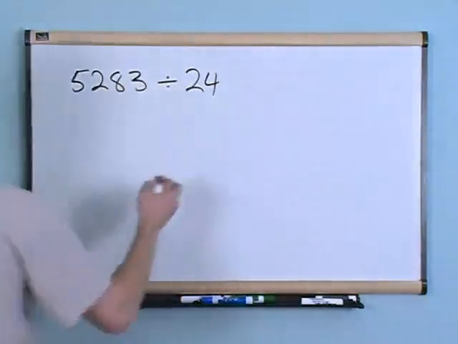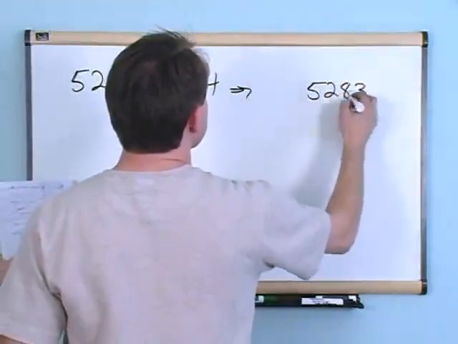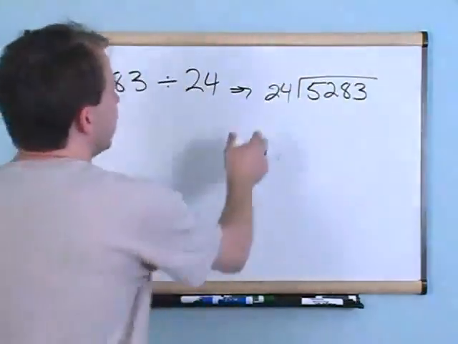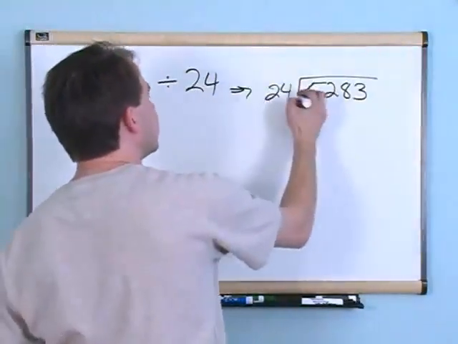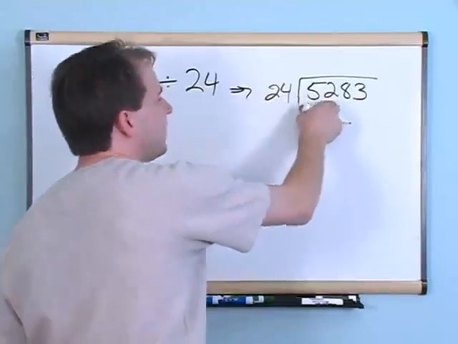5,283 divided by 24. So how will we do that? Well, just like always, 5283 divided by 24. So, can 24 go into 5? No, it can't, because 5 is too small. Can 24 go into 52? How many times can it do that?